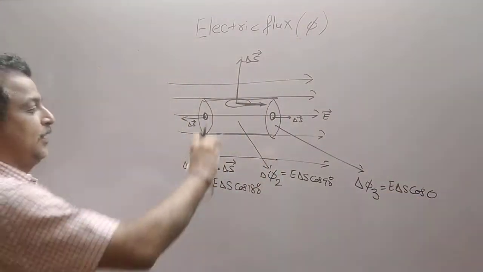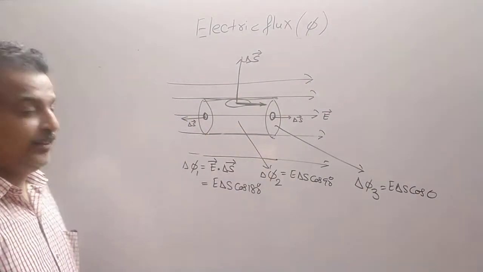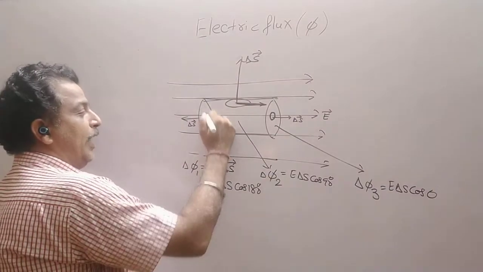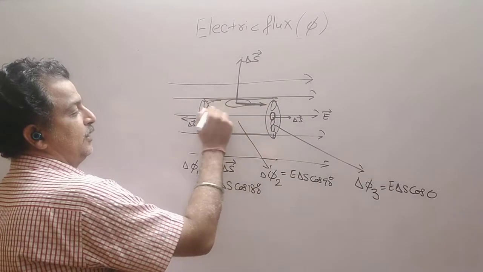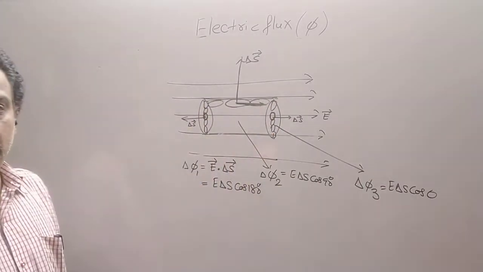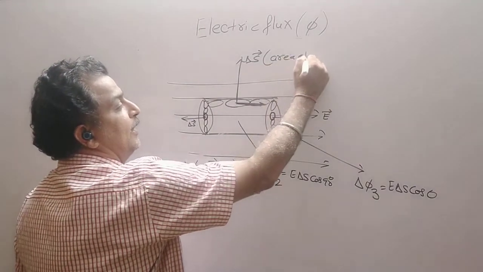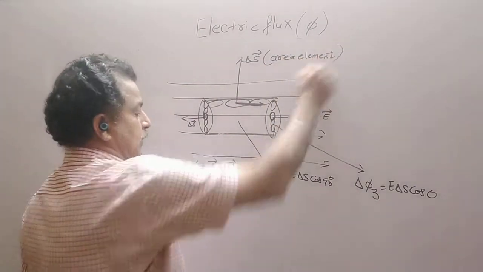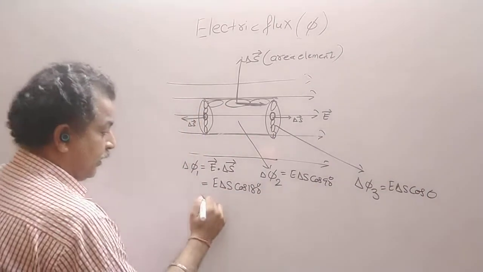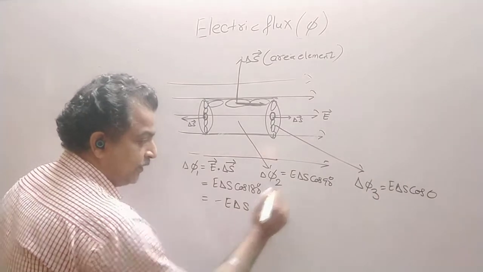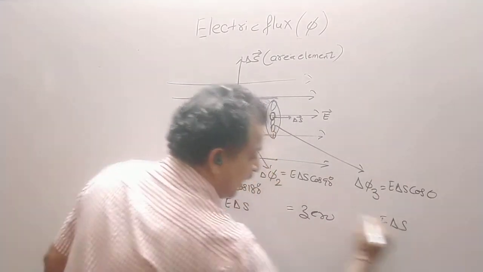So we have divided the cylinder into 3 parts, 2 cross sections and 1 curved surface. Then we have taken the small elements of this. These are called area elements, denoted by delta S. Now see the total flux. So if we do the total of this, it comes out to be minus E delta S. This comes out to be 0 and this comes out to be E delta S.